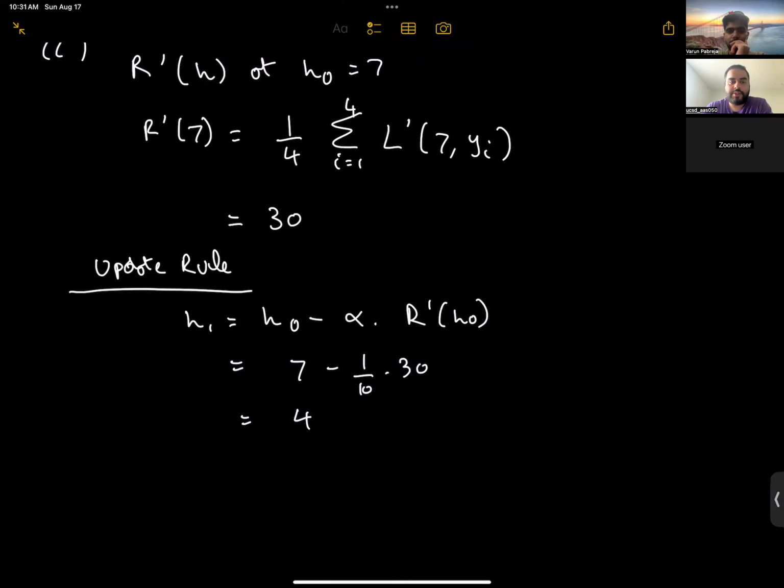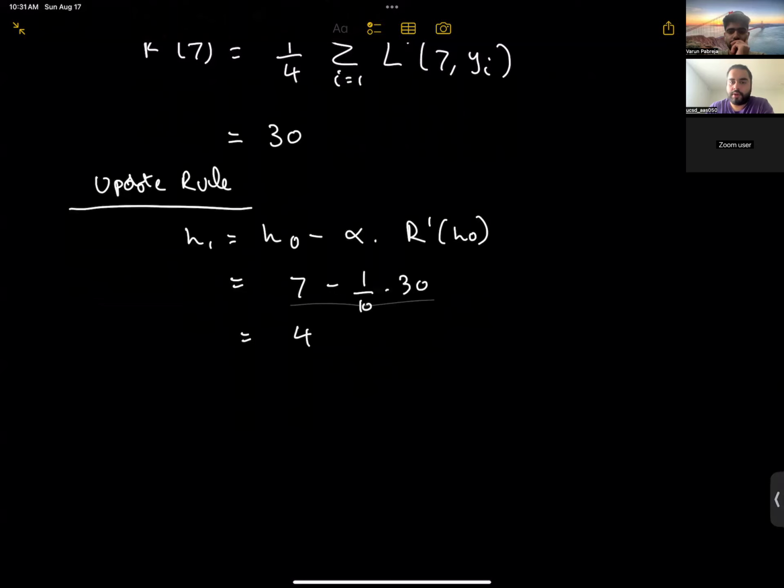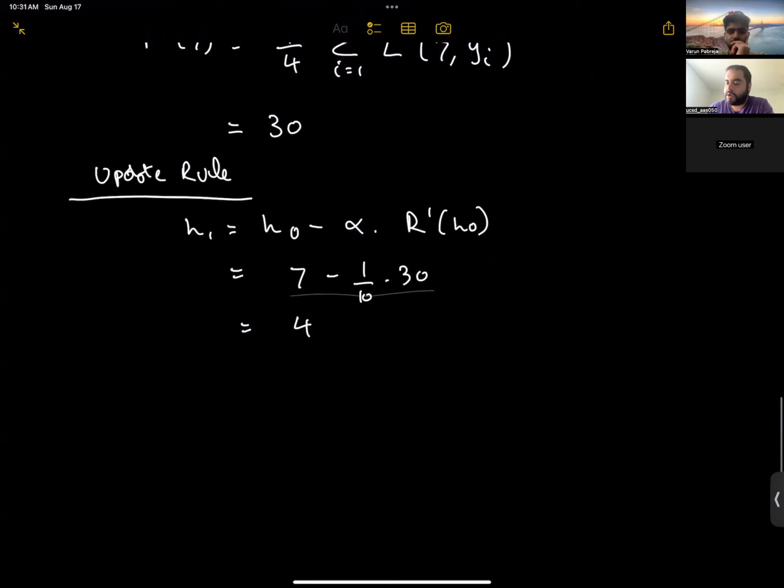So comparing the answers, let's look at part D. I think this is something we can just talk about intuitively instead of writing it down. Compare your answers to the previous parts and notice that the prediction moves only a little bit when we start at h0 of 3, but it moves a lot when you start at h0 of 7. Can you explain why that happens by looking at the loss function we're using?